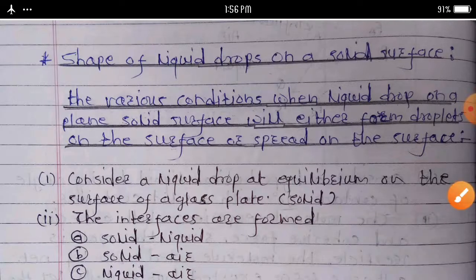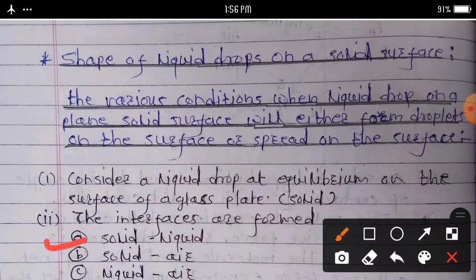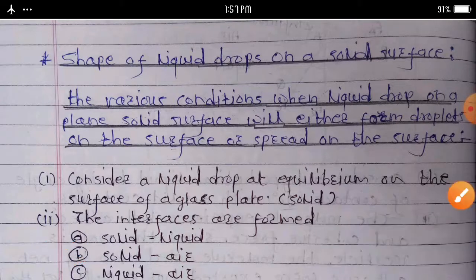Then the interfaces are formed here: first one is solid-liquid, second is solid-air, and third one is liquid-air. See in this figure.